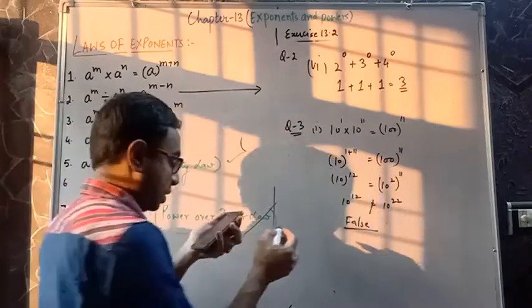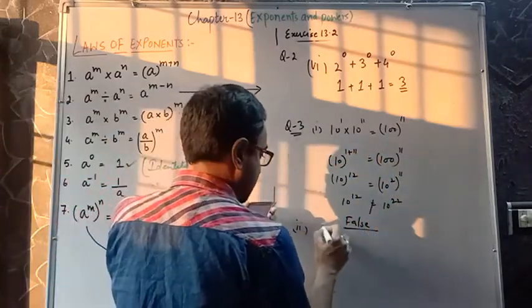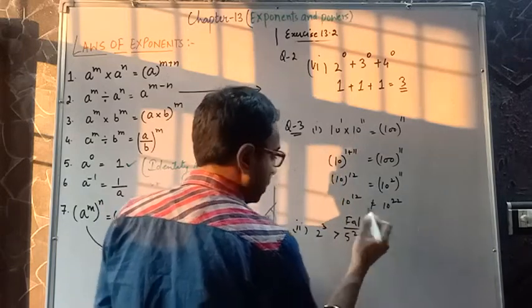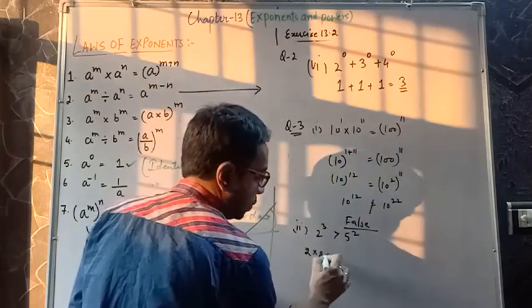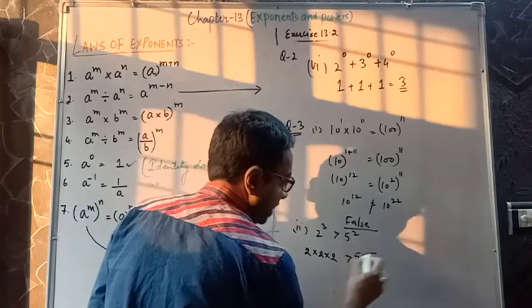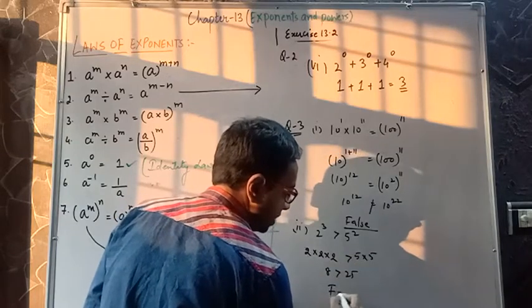I haven't given you any such law. Next, 2 raised to power 3 is greater than 5 raised to power 2. Directly you can solve. 2 into 2 into 2, 5 into 5. 8 is greater than 25. It's absolutely false.